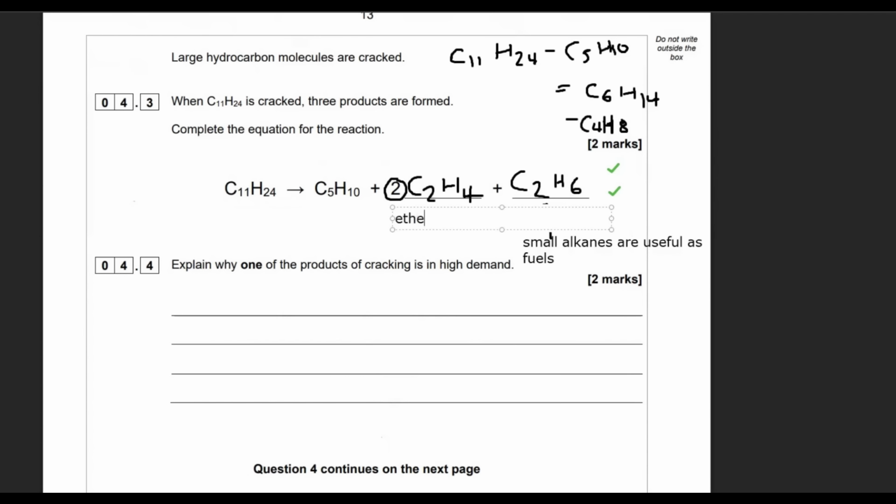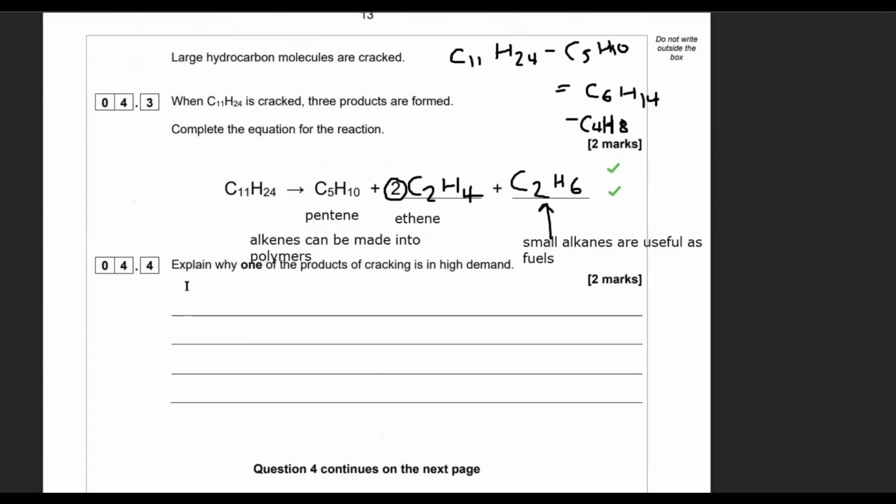This is an alkene called ethene, and this is an alkene called pentene. Now, do you need to know that off by heart? No, but you should be able to spot they're alkenes. And why are alkenes good? Well, alkenes can be made into plastics or polymers, which are plastics.